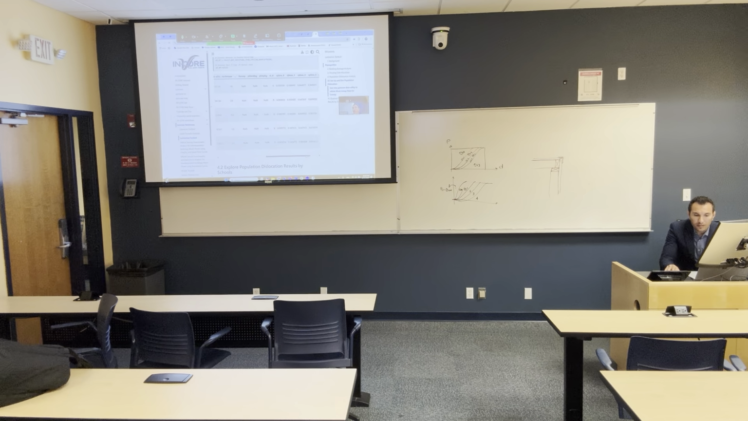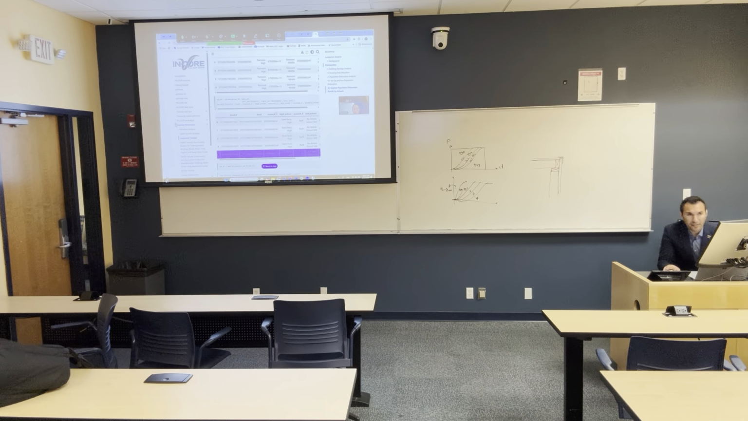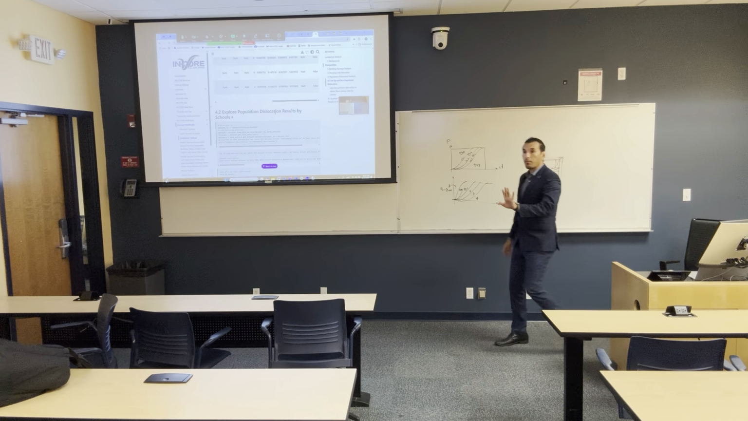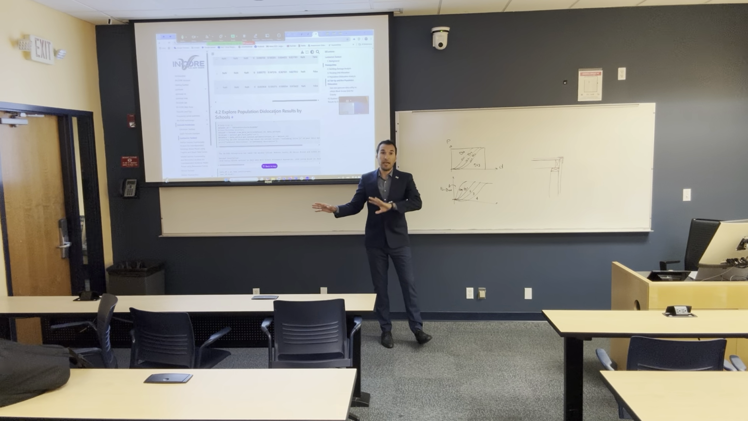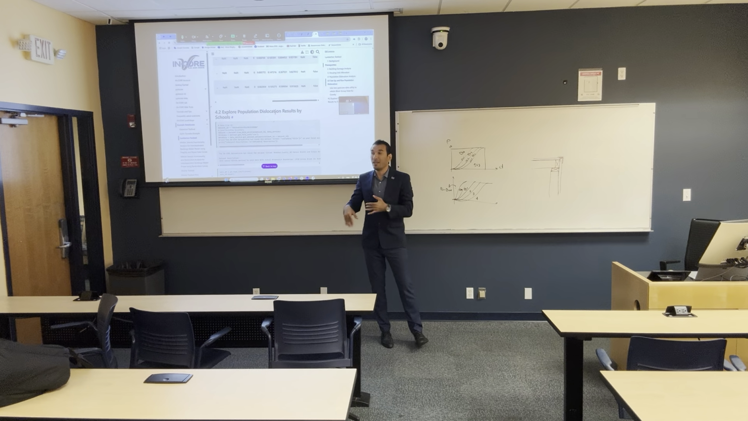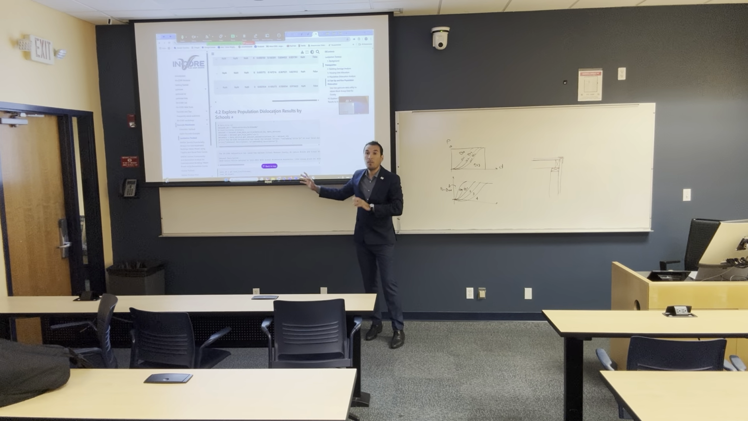Yeah, here at the end, it would tell you if the household is going to be dislocated or not. So if it's false, that means it didn't dislocate. If it's true, that means the household got dislocated. I also developed one for schools, to explore population dislocation results by school. Basically, it's going to tell you, based on the damage state of the building and the household characteristics that we have.